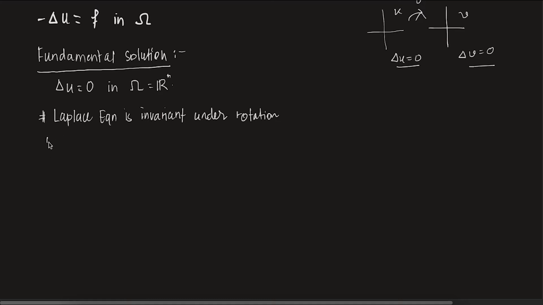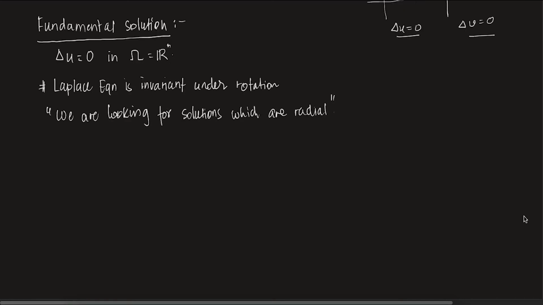So we are looking for solutions which are radial. Clear? Why are we looking for radial solutions? Because we know that the Laplace equation is invariant under rotation. So if you rotate this u, the resulting function you get in the new coordinates also solves the Laplace equation, and hence the problem should admit radial solutions, right? What are radial solutions?